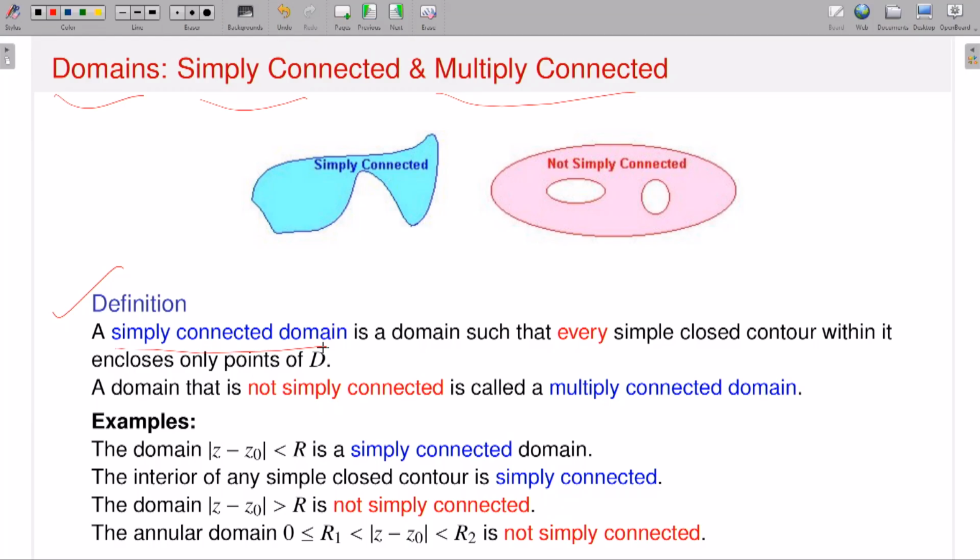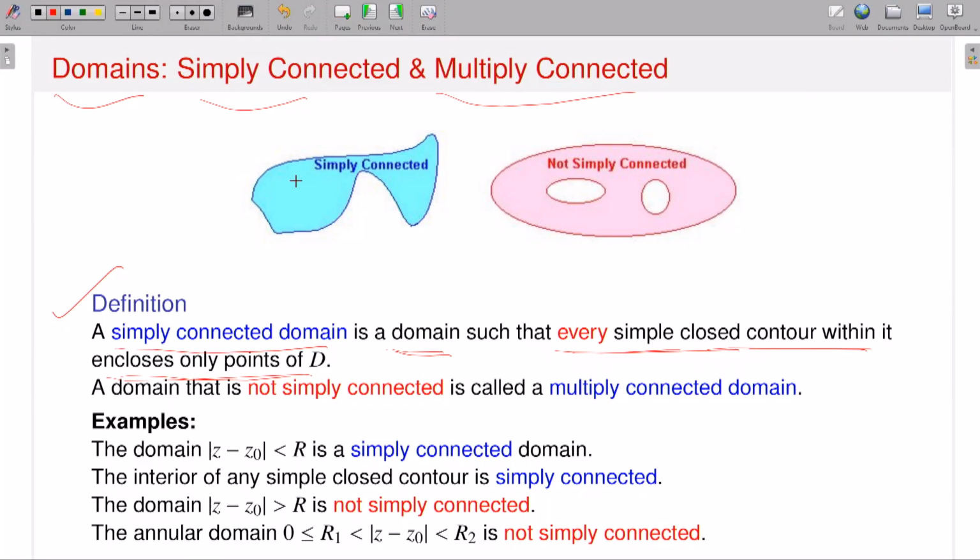A simply connected domain is a domain such that every simple closed contour within it encloses only points of D. That means if I have a domain and I take any simple closed contour, I can squeeze it to a point without leaving the domain D, or without passing through any singularities. So a simply connected domain is a domain such that every simple closed contour within it encloses only points of D. That means I can squeeze my simple closed contour into a point without leaving my domain, or without passing through any singularities, something like that.